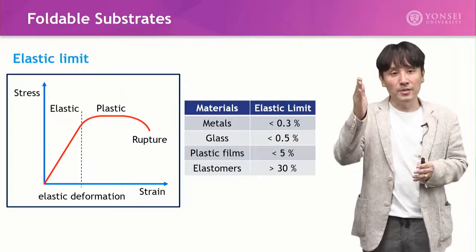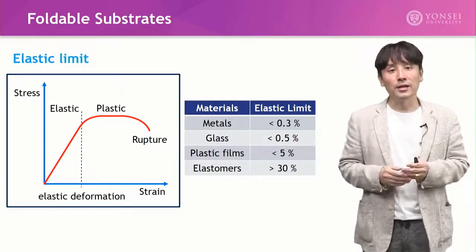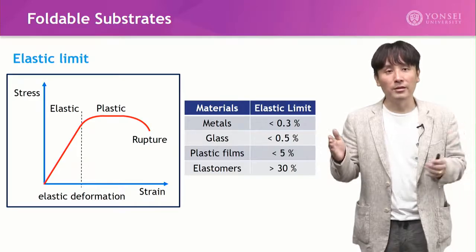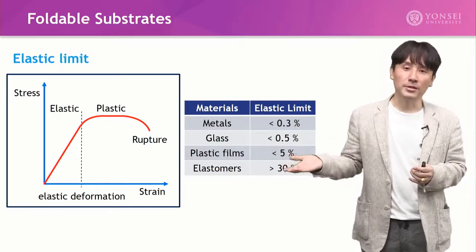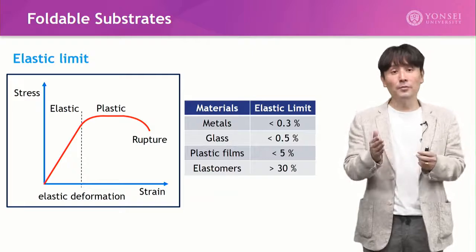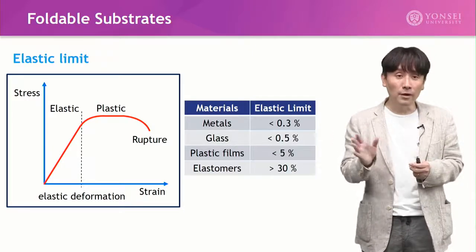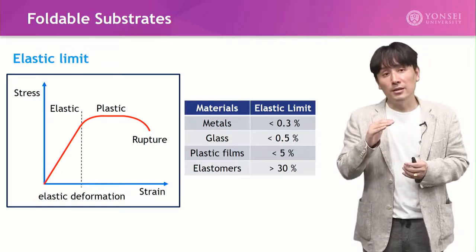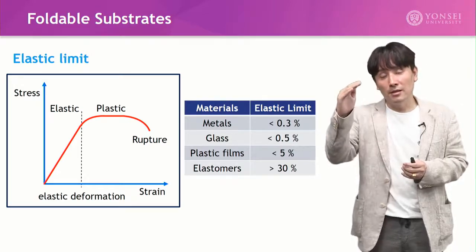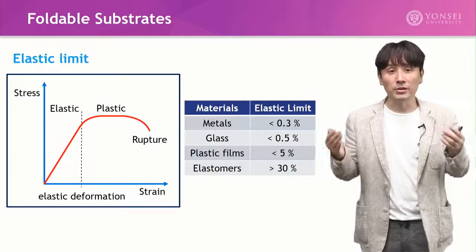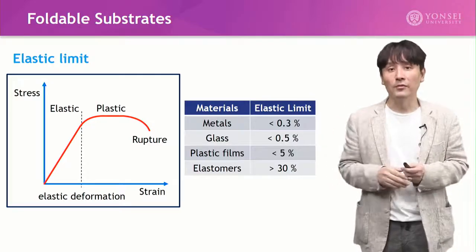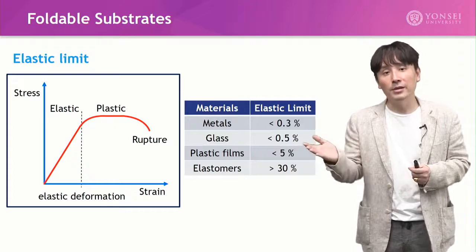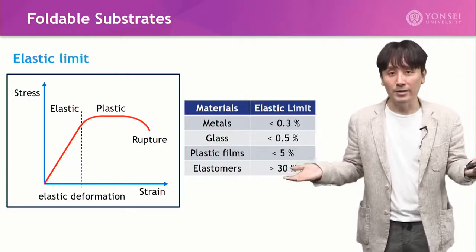The maximum elastic limit shows the maximum elastic strain that can be applied without fracture. If the applied strain goes above that elastic limit, then the stress becomes saturated, so the material shows plastic deformation. And then if the strain becomes much higher, then the material becomes cracked.